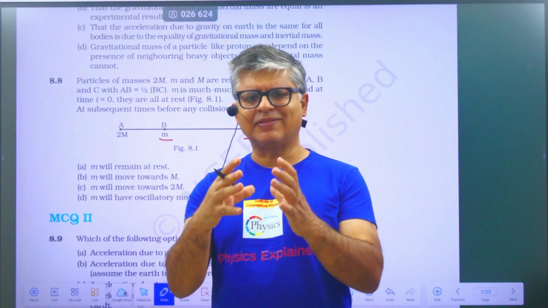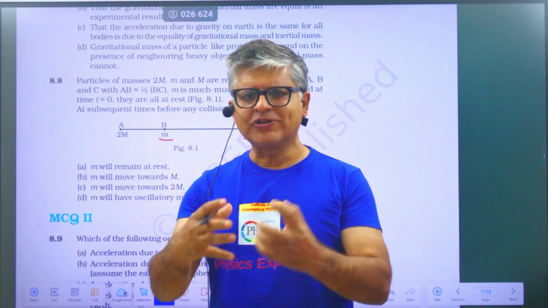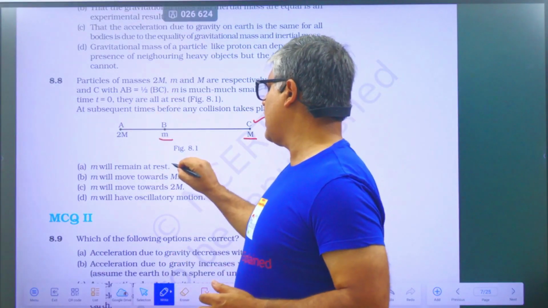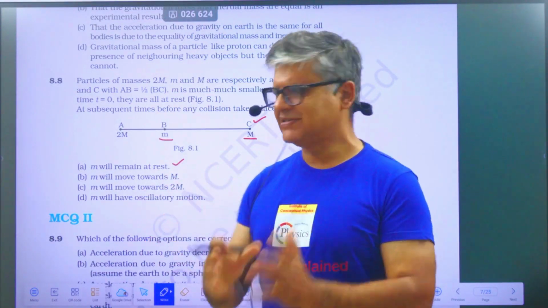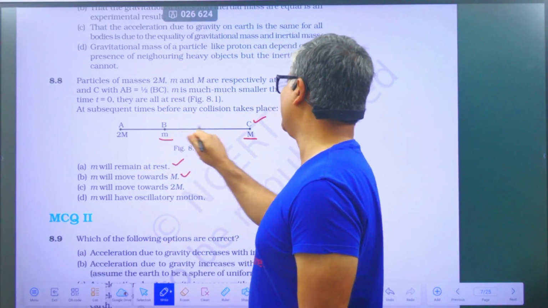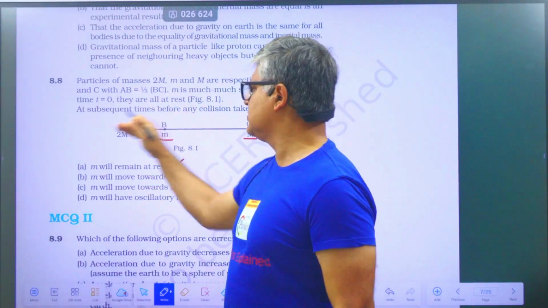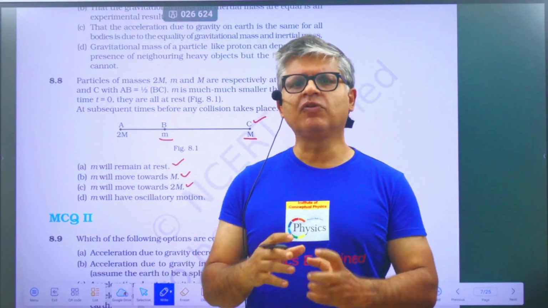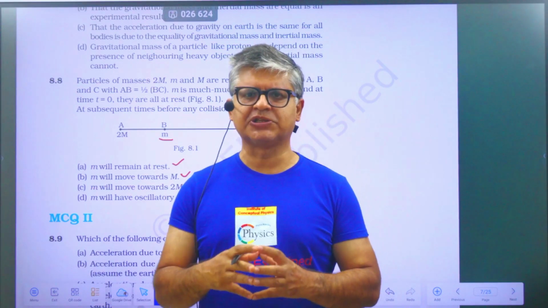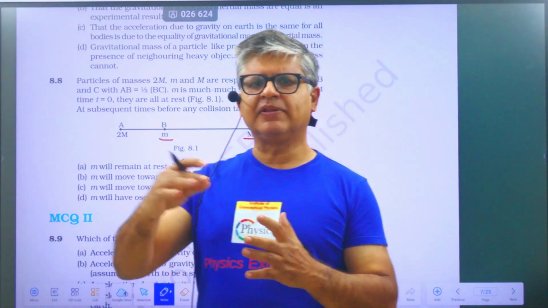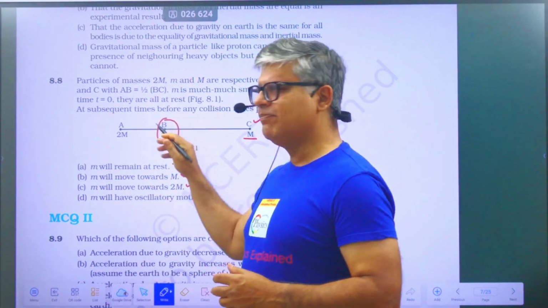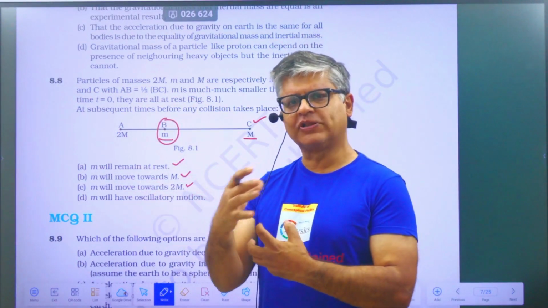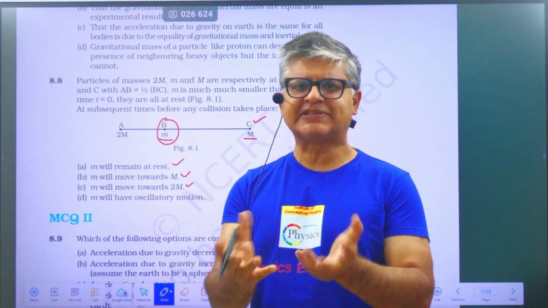Now the question says, before the collision, what is going to happen, right? Choice number A, m will not move. Second, m will move towards M. m will move towards 2M, or will m have oscillatory motion? So first of all, what is the context of the word collision? Obviously, I think they mean that the test mass will move either here or there and will collide. So we are supposed to discuss what happens before the collision, or maybe the m mass is at rest.